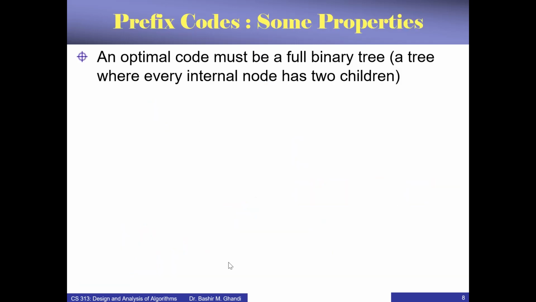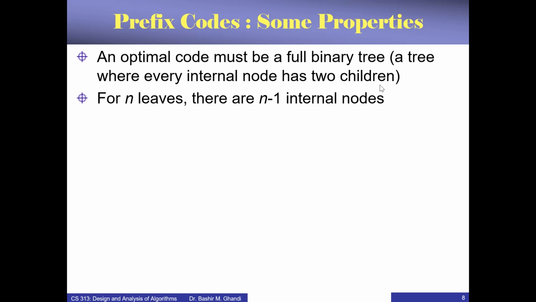Okay, let's take some properties of prefix codes before we proceed. The first one says an optimal code must be a full binary tree, a tree where every internal node has 2 children. So as I said at the beginning, you don't just encode the characters randomly. You have to do it to have the prefix property. And here we are told that the prefix property is going to be a full binary tree. Okay, that an optimal encoding scheme must be a full binary tree, a tree where every internal node has 2 children.